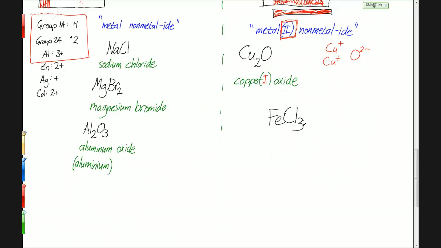So we're going to do FeCl3. And then we will also look at Tl2S. Okay. So see if you can come up with a name for each of those. Use your periodic table to look up the words and see if you can come up with a name.